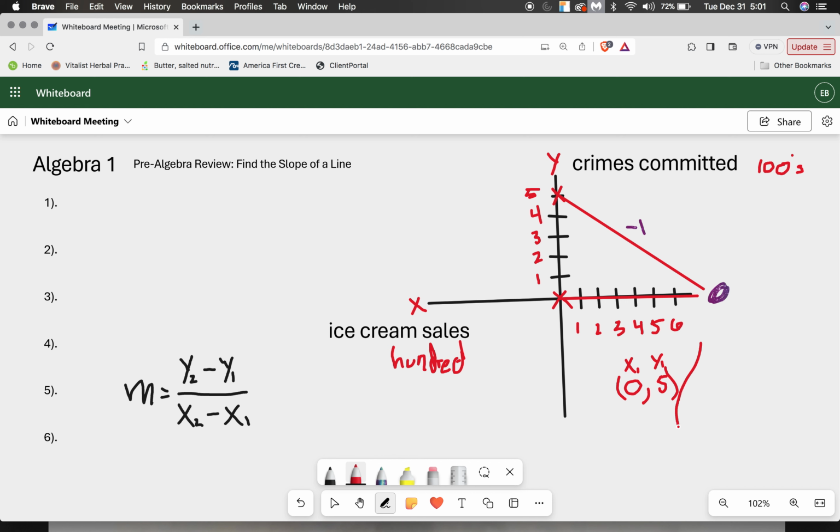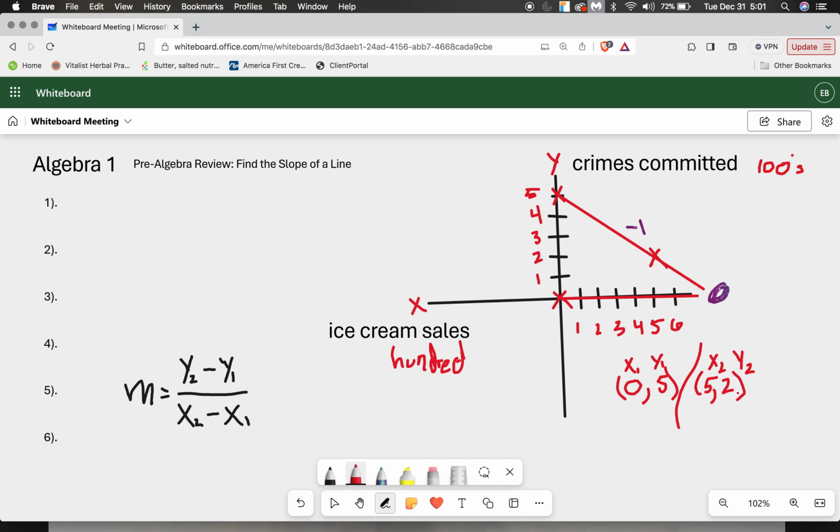Well, let's find another set of points that we think we can handle. It looks like when x was at 5, right here, y was at 2. So our second set of numbers would be when x is 5, y is 2. And x comes first because it goes x, y, z, so it goes x and y first. So that's x2, and that would be y2.